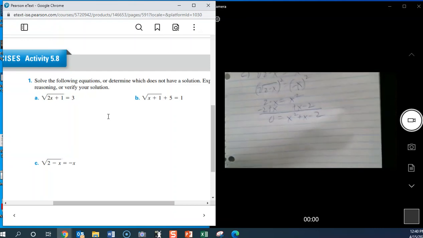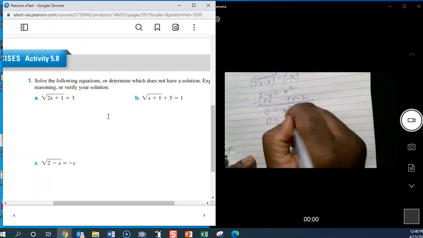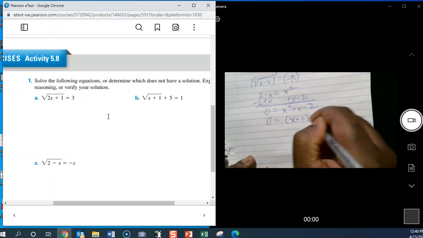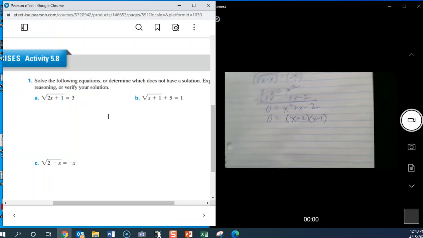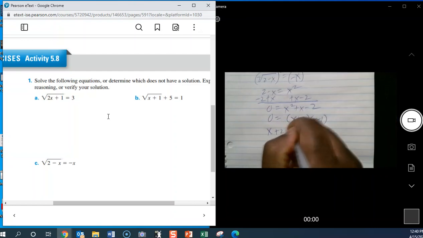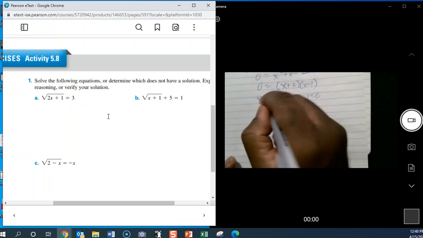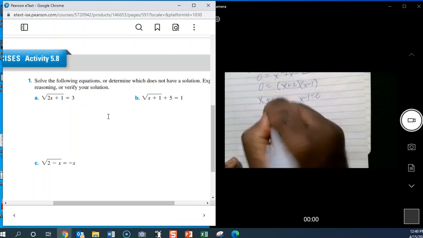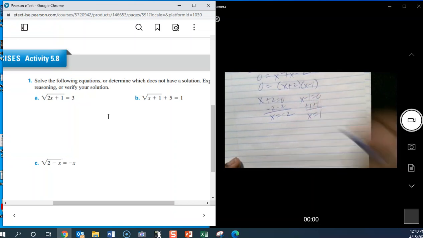Now, we've been through factoring. So when you factor this out, you would get x plus 2 and x minus 1. Now, we would set both of these equal to 0. x plus 2 equals 0. x minus 1 equals 0. Subtract 2 on both sides. x is negative 2. Add 1 on both sides, and x is 1.